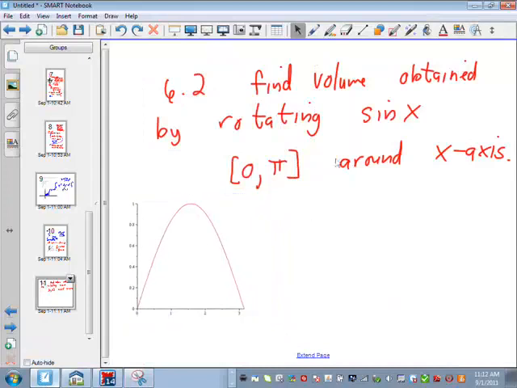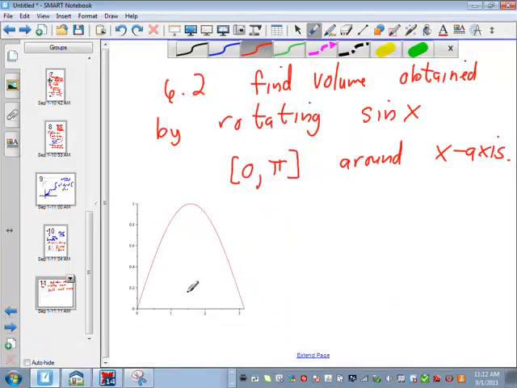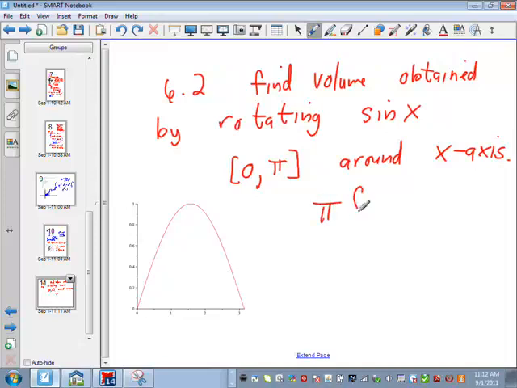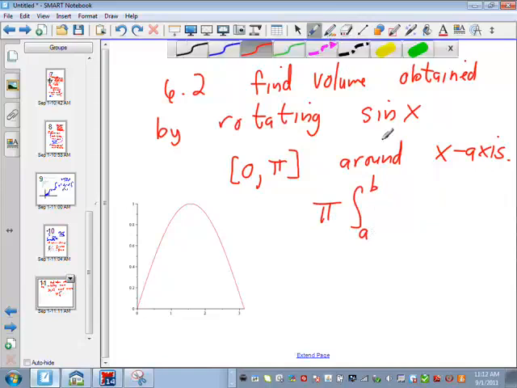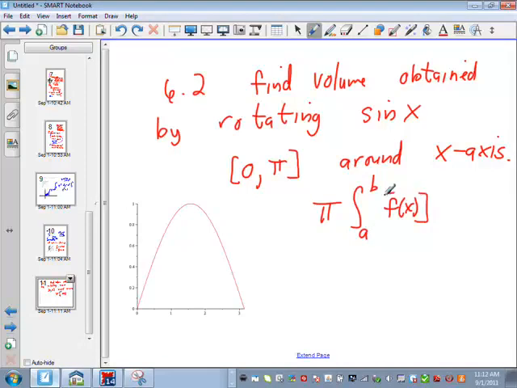And very basically, we said that in general, the volume of any function rotated around the x-axis is pi times the integral from a to b of f of x, all squared, dx. I'll go ahead and rewrite it. Pi times the integral of f of x all squared dx.